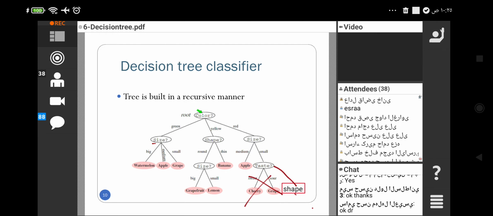For example, here you see color is green, yellow, red. It's not a number. So we could use the decision tree for this type of data when the features are not numbers, but still we could use the decision tree for data where the features are numbers too. No problem, we could use it, okay?